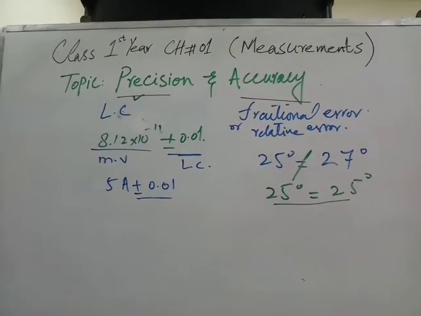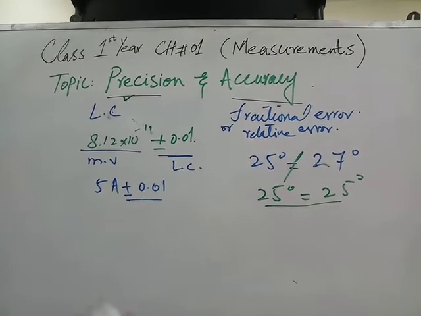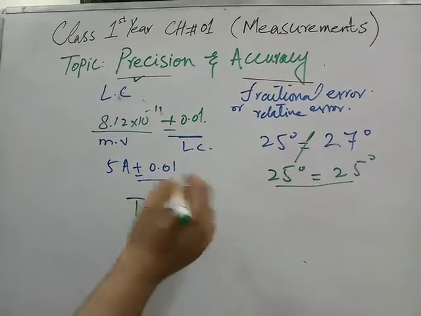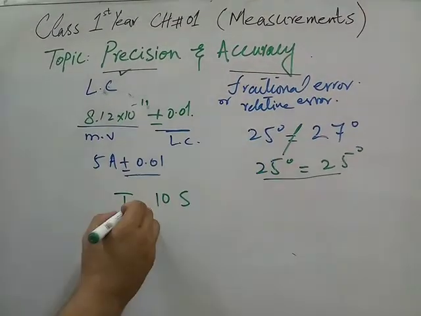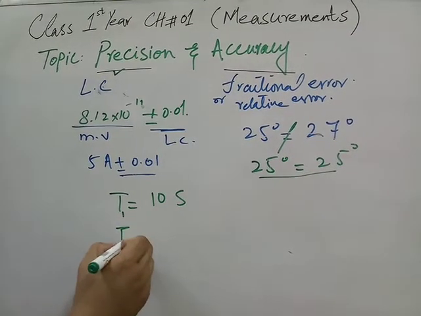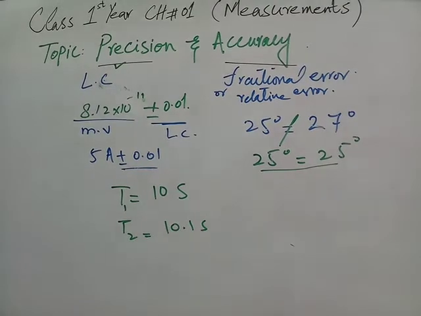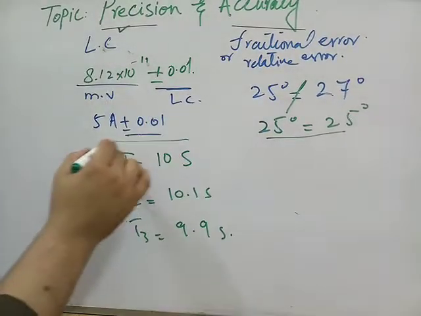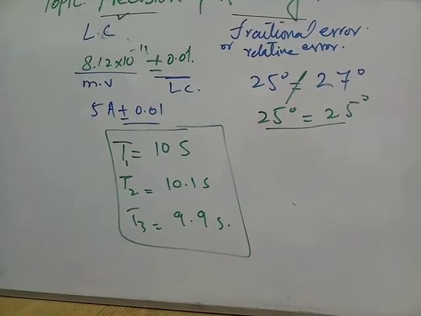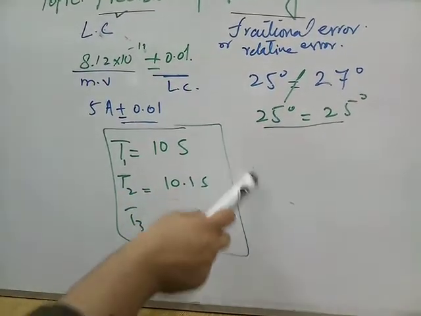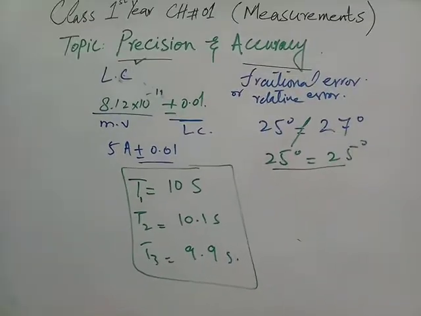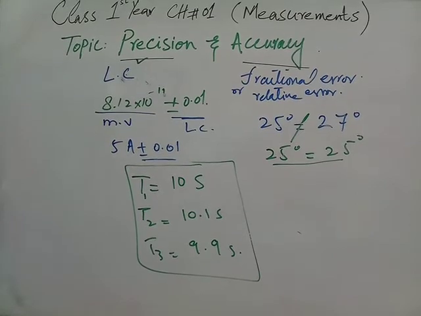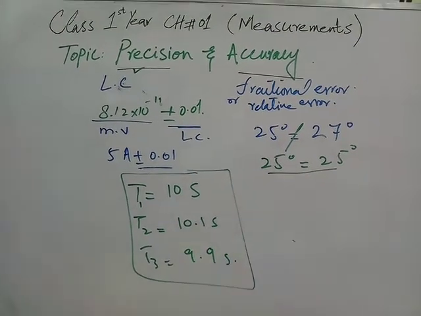In other terms, suppose one student performs an experiment and measures the time period of a simple pendulum, and the time period is 10 seconds. This is the time period for the first student. The other student measures the time period and it is equal to 10.1 seconds. The third student measures the value and the time period will be different. So we cannot say that these three have accurate measurements, because the time period changes slightly. So in measurements we use the term uncertainty, and now we can find the uncertainty in the final result.